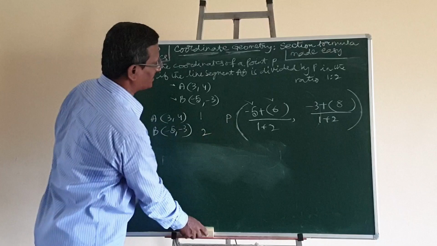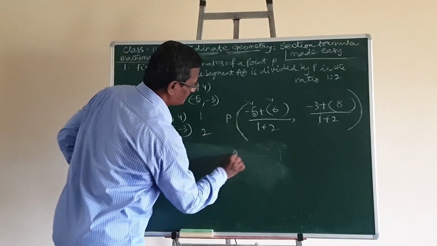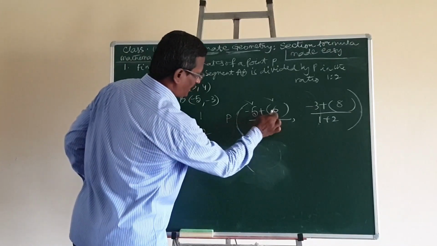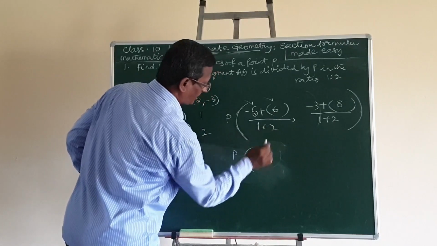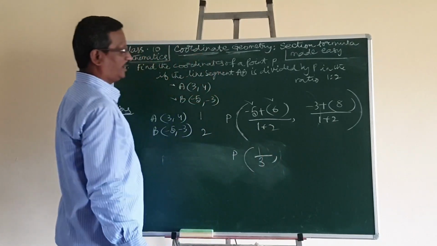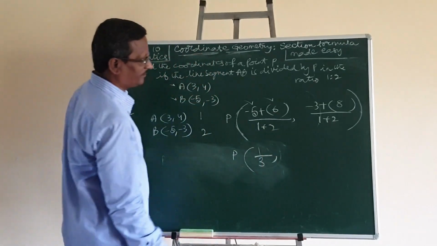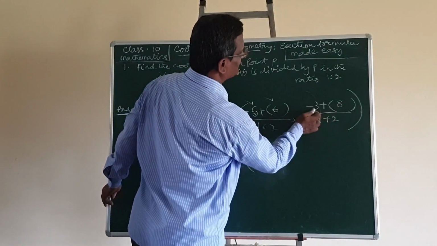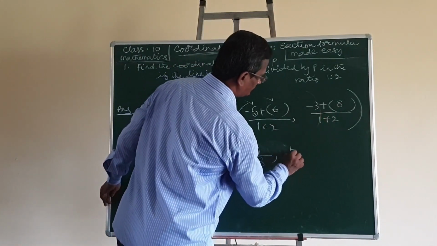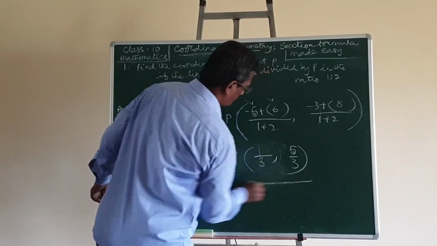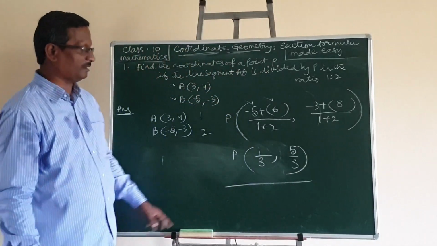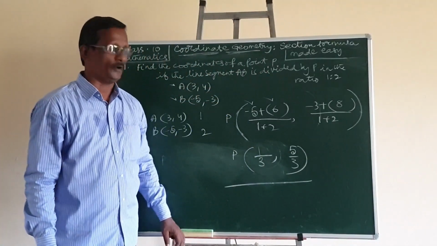On simplification, we will get the coordinates of point P. -5 plus 6 is 1 upon 1 plus 2 is equal to 3. X coordinate of point P is 1 by 3. Y coordinate: 8 plus -3 is 5 upon 3. So 1 by 3, 5 by 3 are the coordinates of point P.